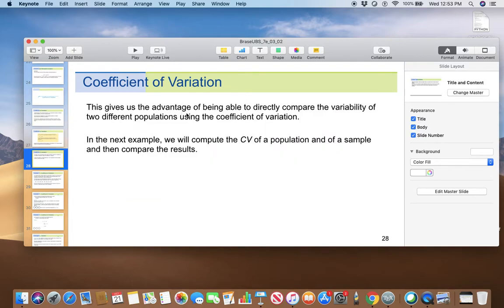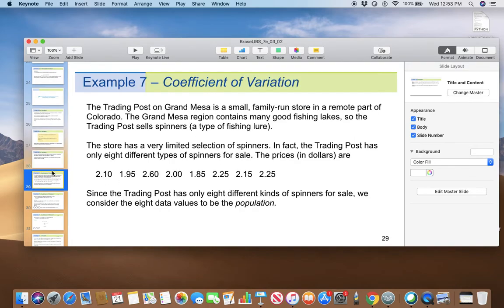Now, this gives us the advantage of being able to directly compare the variability of two different populations using the coefficient of variation. In the next example, we will compute the coefficient of variation of a population and of a sample and then compare the results.